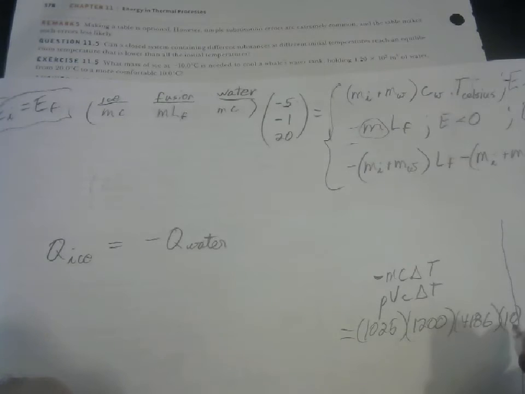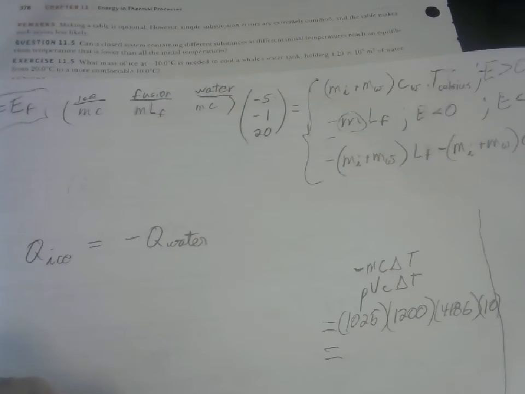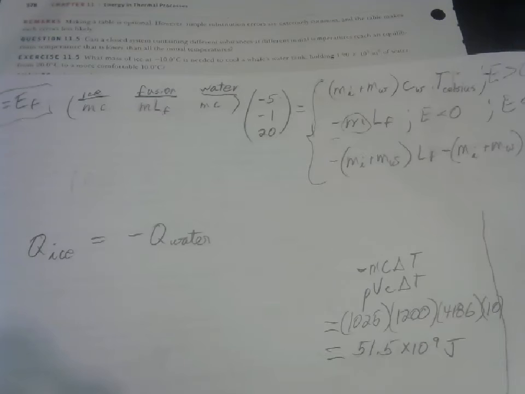So this is the amount of energy that the ice is going to gain, and it's going to be equal to 51.5 times 10 to the 9th joules, or 51.5 gigajoules.